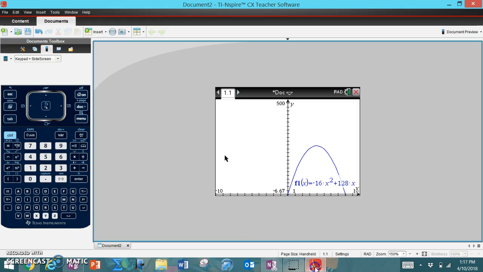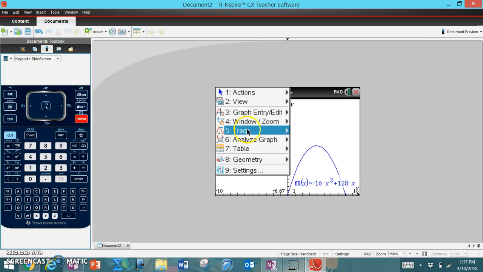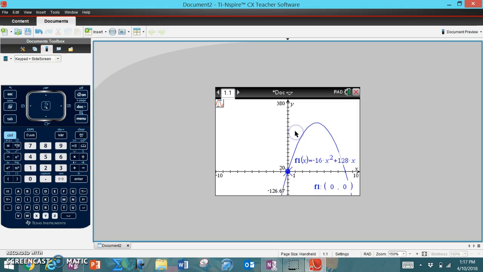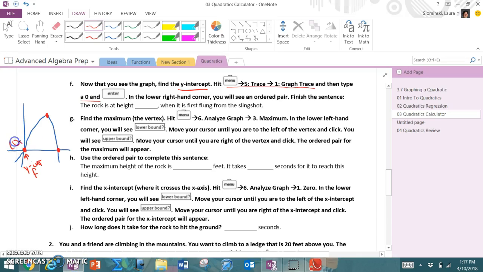Okay, so I'm going to go back to my graph. Again, I hit Menu, Trace, Graph Trace, and again, it actually already shows it as 0, but I would hit 0, and you can see down here it says x equals 0, hit Enter. And you can see that the y-intercept in this case is at the point 0, 0. Now remember from the beginning, we said that this is the input, which is always time. And my output in this case is going to be the height. So back to question F, it says the rock is at height 0 when it is first shot.